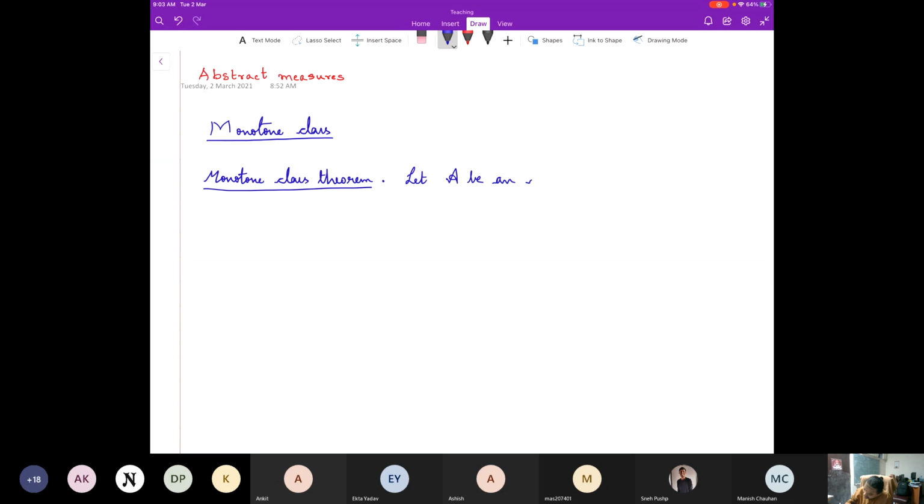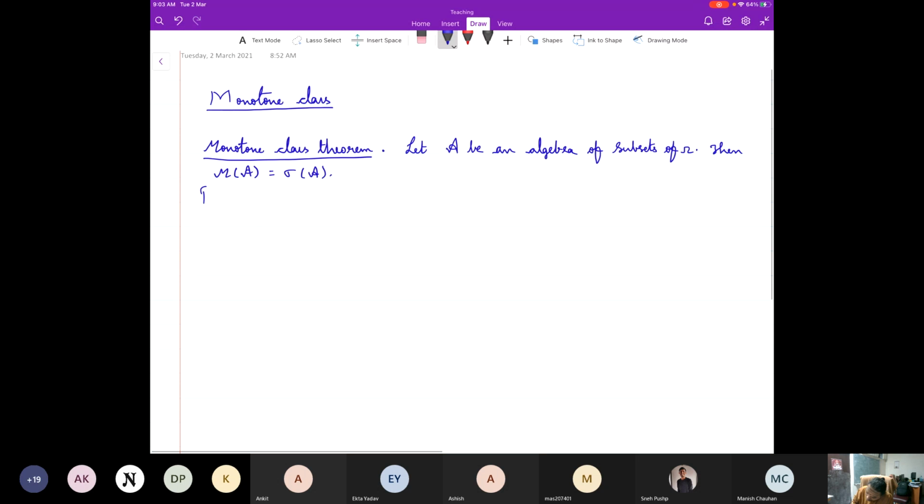Let A be an algebra of subsets of omega. Then the monotone class generated by this algebra coincides with the sigma-algebra. Yeah, so we were looking at the proof.